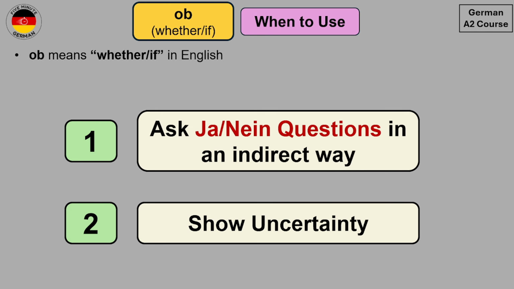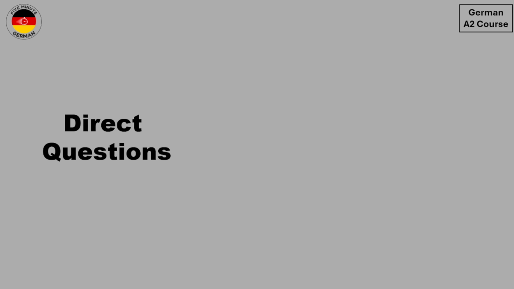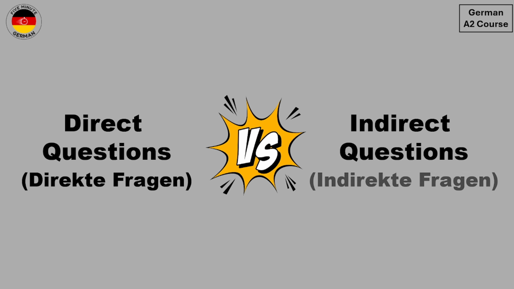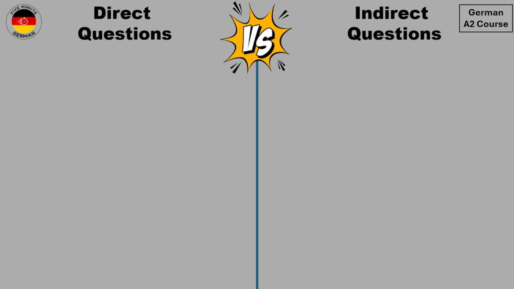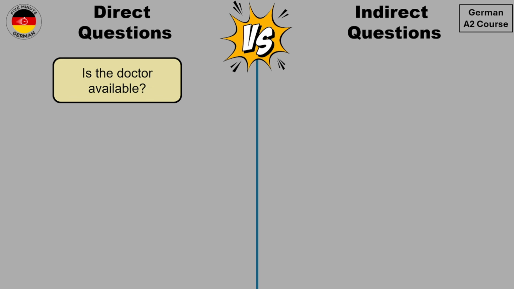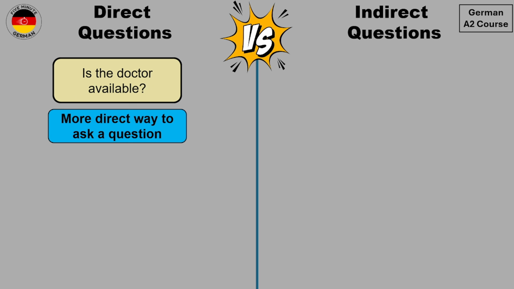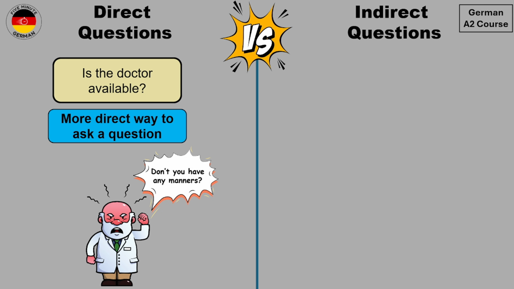So let's start by taking a look at how to ask Ja-Nein questions with ob in an indirect way. But in order to understand that, let's first take a look at what are direct questions or direkte Fragen and what are indirect questions or indirekte Fragen. So let's compare them side by side. So an example of a direct question can be, is the doctor available? Now this is a more direct way to ask a question. And it is possible that in some cases, if you ask this question, the other person might get angry.